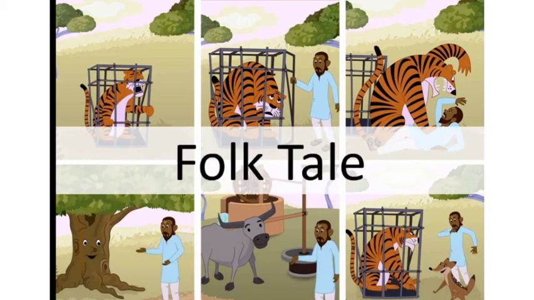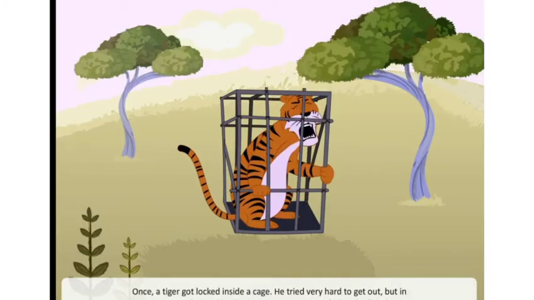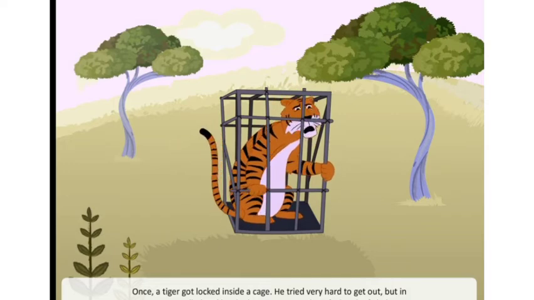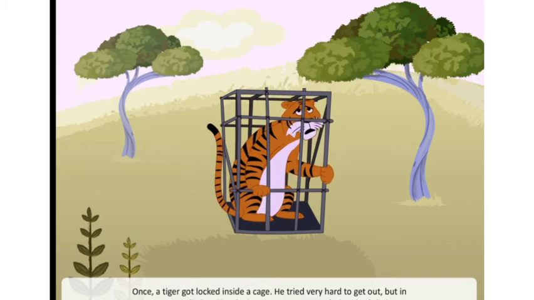A folk tale is a traditional story about a particular place, which was originally passed from one generation to another in spoken form. Read this interesting folk tale from India. Once, a tiger got locked inside a cage. He tried very hard to get out, but in vain. He rolled and bit the bars in anger and grief when he failed.